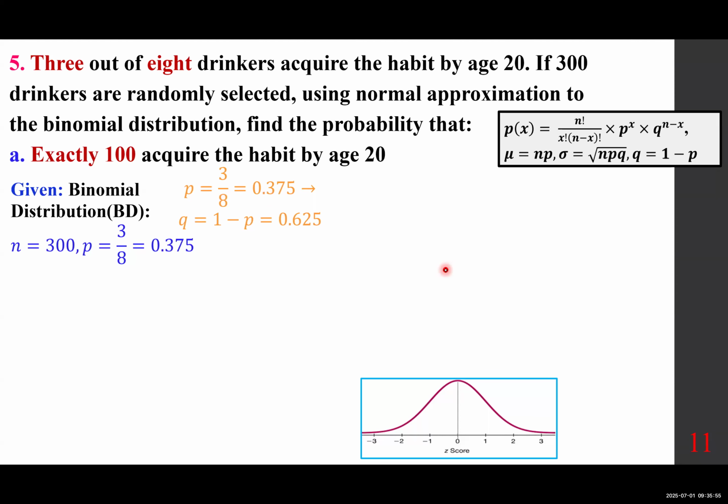Now, notice np and nq are large. If you multiply n, which is 300, by p, and by q, you get large numbers. As long as they are large, we can use the normal approximation. And that's the key, everybody. Because it's large, we can use a normal approximation. Otherwise, we can't. Again, how large? Remember, as long as it's larger than 5, you can, and in some texts 10. So what are we looking for? Probability of x equals 100.